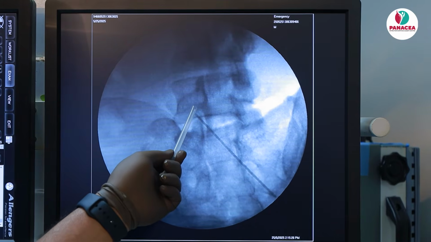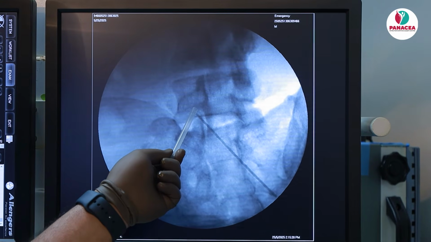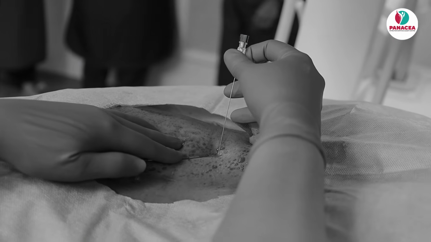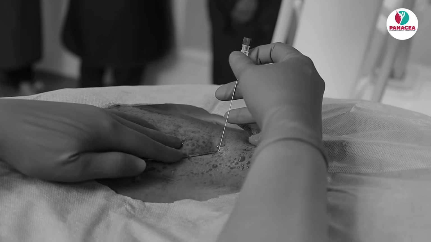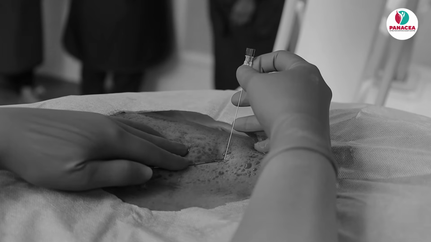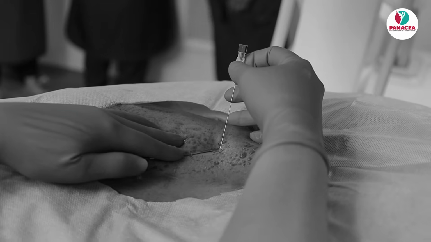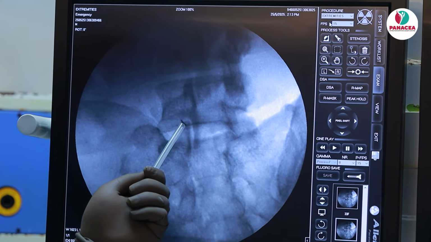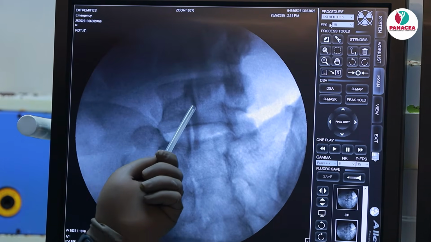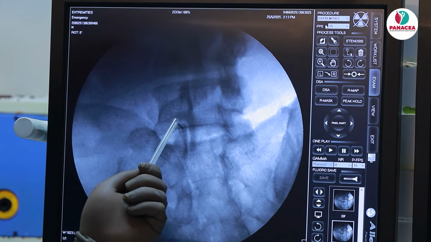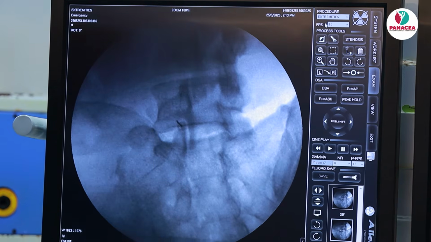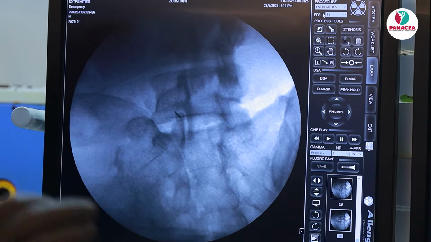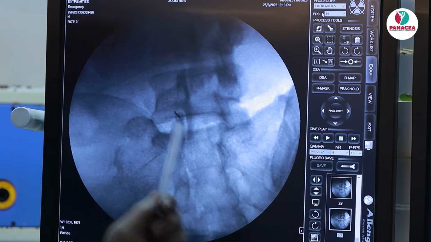So now we will insert a 22 gauge Quincke's needle from here. Now a 22 gauge Quincke's needle is inserted under fluoroscopic beam. Now if you see here, exactly at the target spot the Quincke's needle is inserted in a coaxial view. Coaxial view is nothing but end on view, wherein the tip and hub are exactly parallel to the X-ray beam.